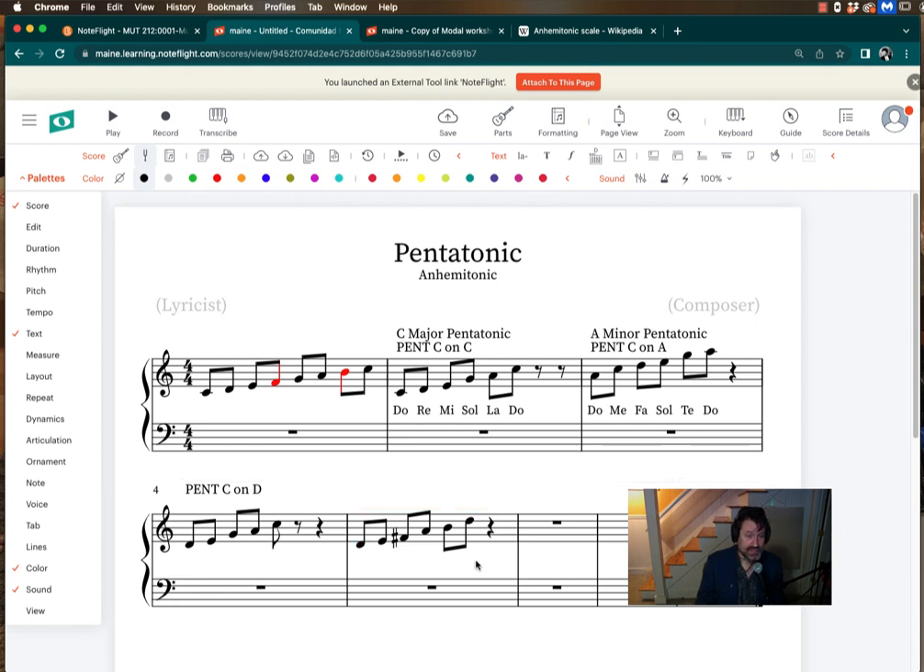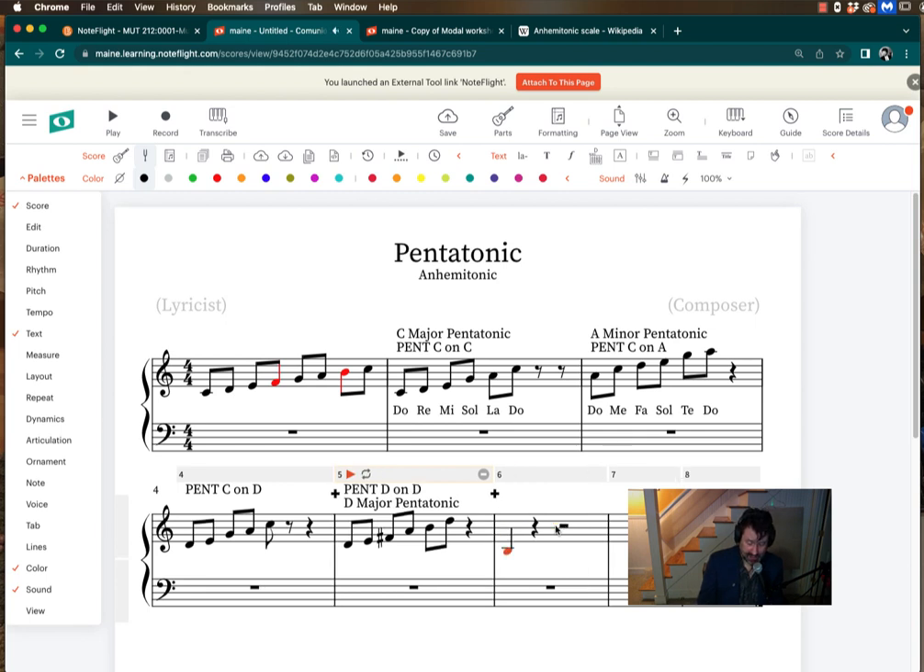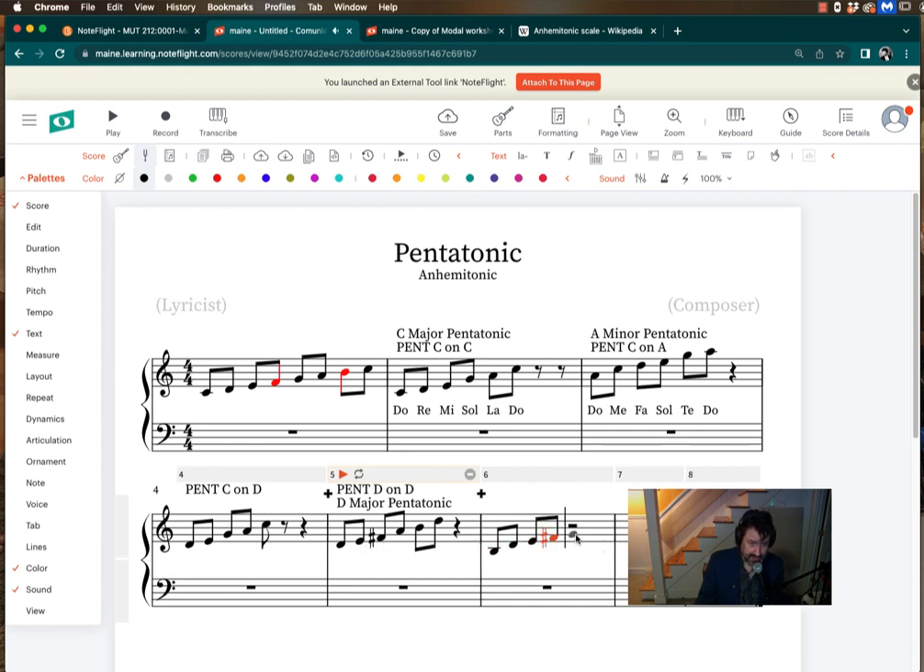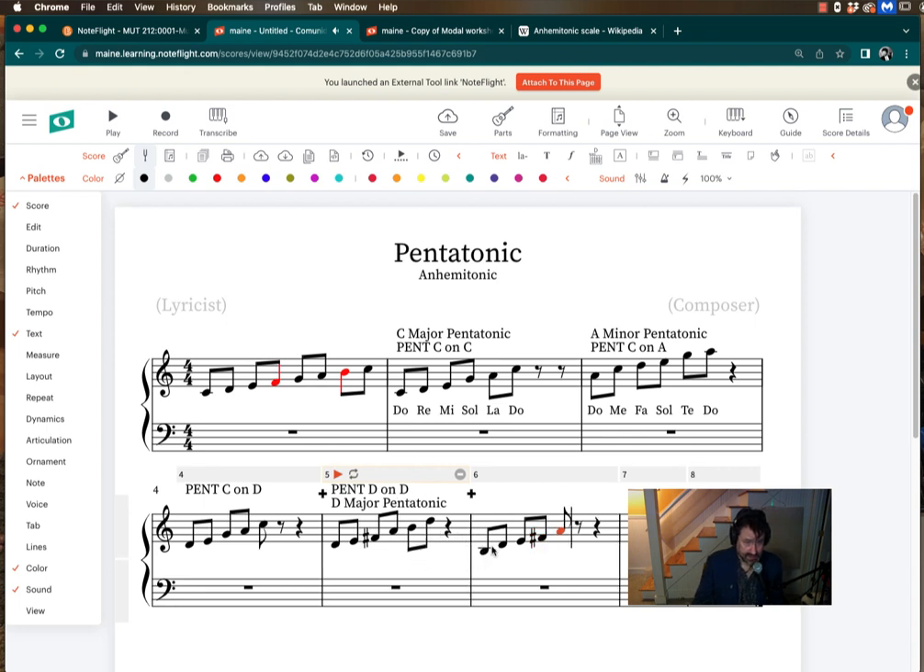And the relative minor pentatonic to this one, with the same notes but starting on another note, which one would it be? Think about it. It's B, right? So we could go down here, and I'm basically taking B and then D, E, F sharp, and A, right? And that's my Do, Me, Fa, Sol, Te. That would be pent D on B, and that's B minor pentatonic.